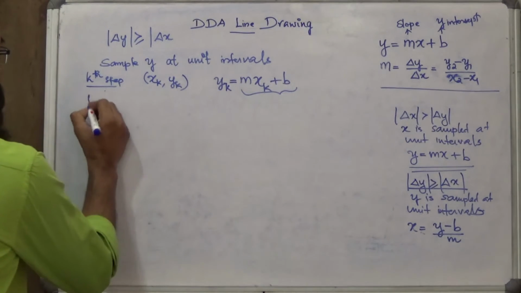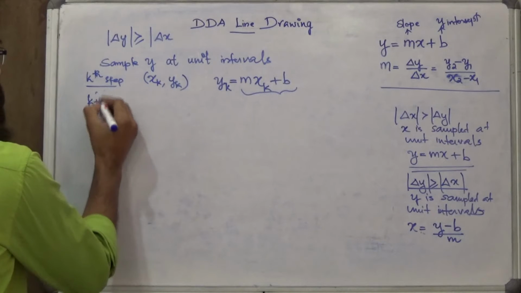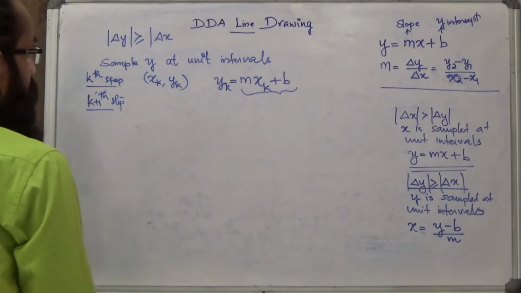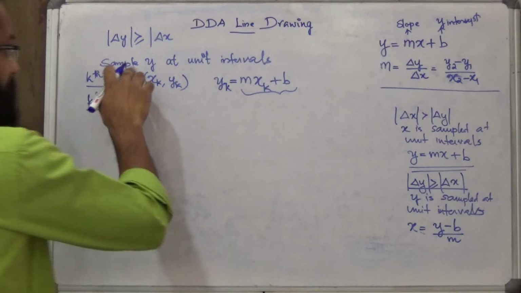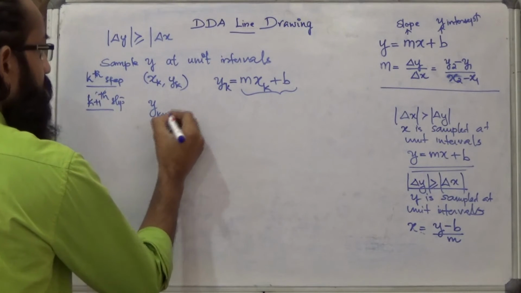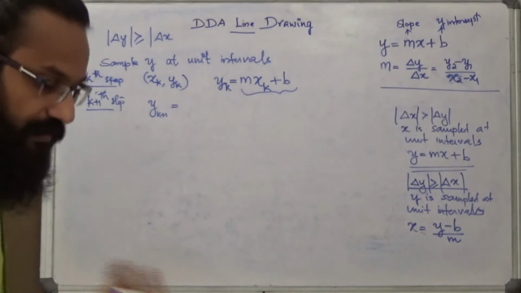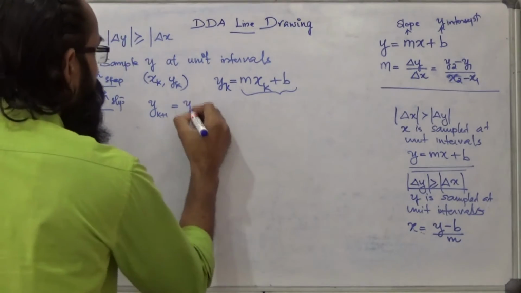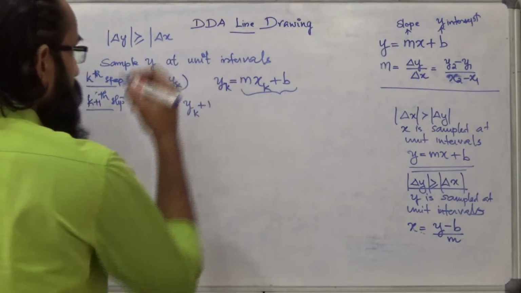Now at k plus 1th step, since we are sampling y at unit intervals, what about the next y value, that is yk plus 1? Since we are sampling y at unit intervals, the next y value will be previous y value plus 1. So that will be yk plus 1.